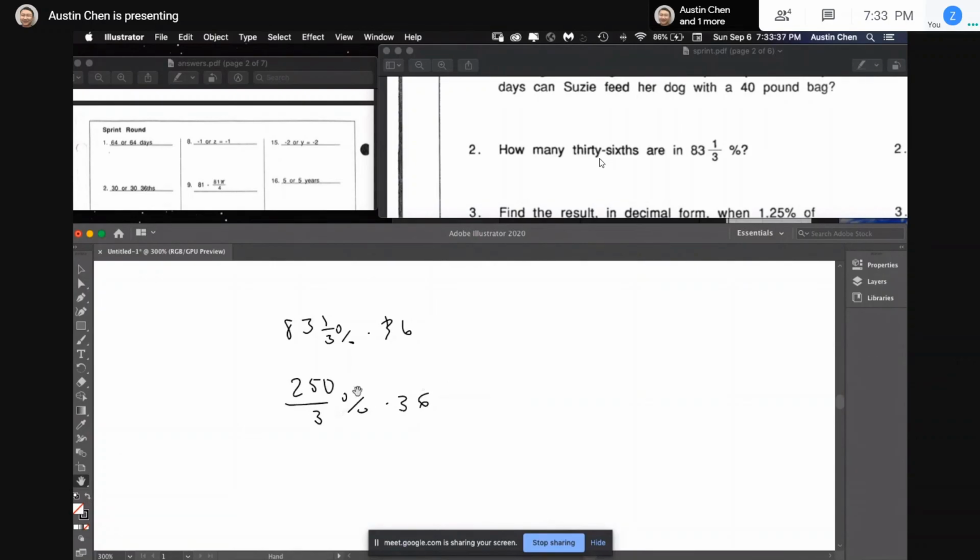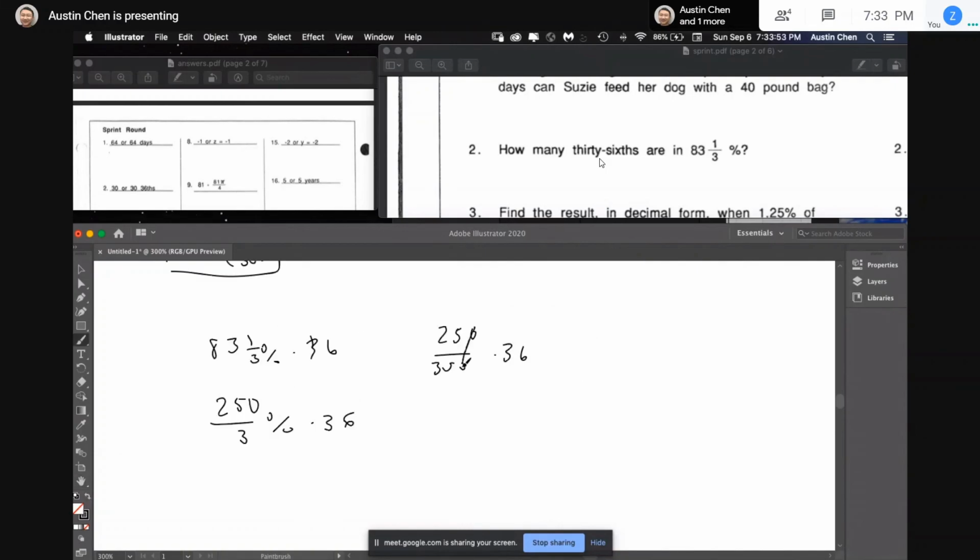Now we have to convert this out of a percent, so you just divide by 100. So now we have 250 over 300 times 36. We can cancel these zeros out and cancel out a 5 from top and bottom. And we can cancel out a 6 from both of these. So it's 5 times 6, or 30.